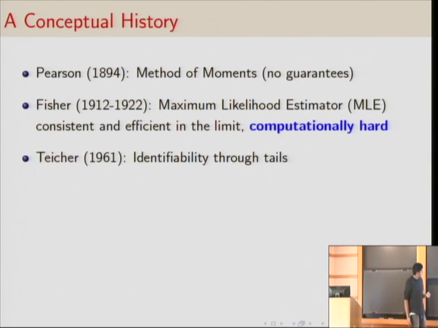So the first person to actually establish that even in principle this problem can be solved was Teicher, who established what's called identifiability within the statistics community. He showed that given perfect knowledge of the underlying distribution, this in fact defines what the parameters of the underlying mixture are. And his approach was to establish identifiability through the very tails, through the very extremes of the function.